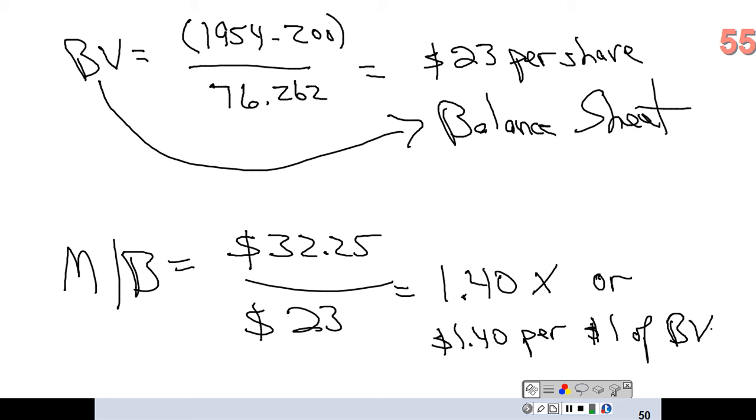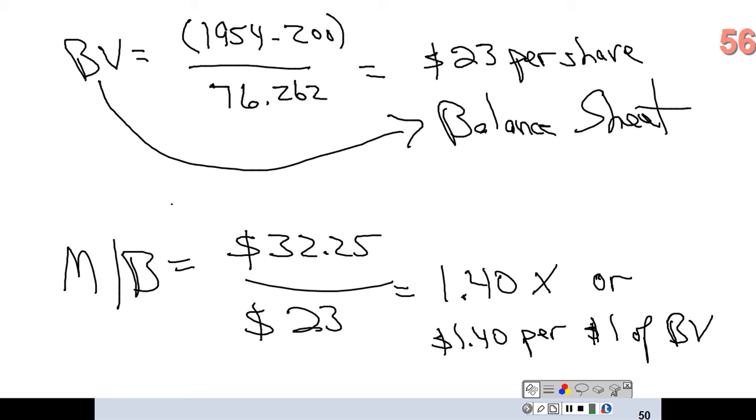So what this tells us is if we pay $32.25 on the stock market for this stock, we're paying 1.4 times the book value of this stock. Again, it doesn't necessarily mean it's good or bad, but what you have to watch for is typically the higher this ratio, again, the more confidence investors have in the future of this company.